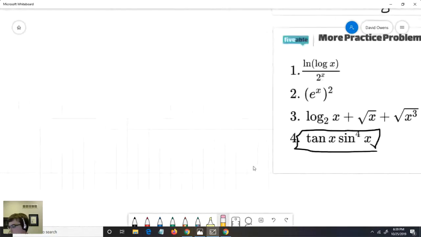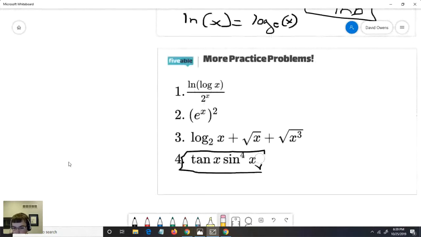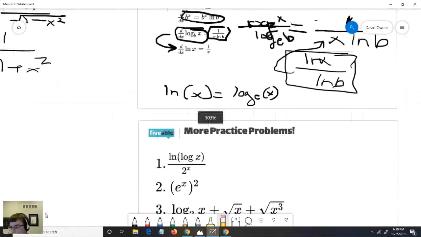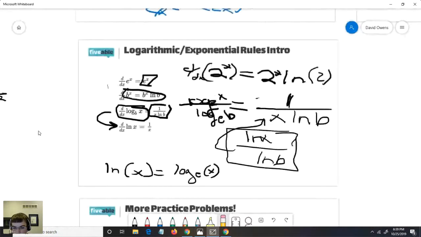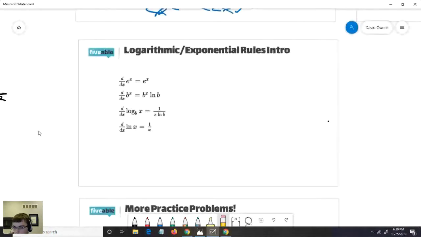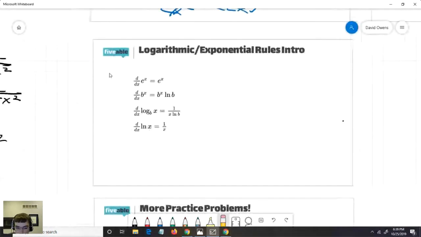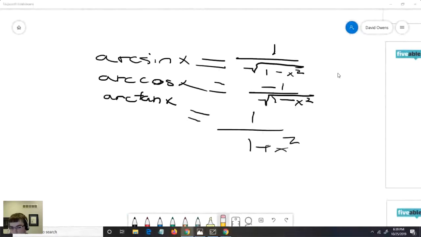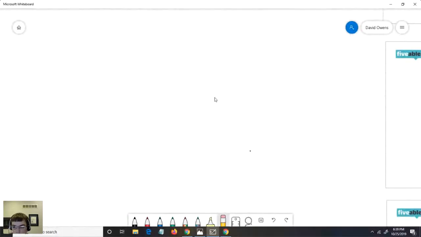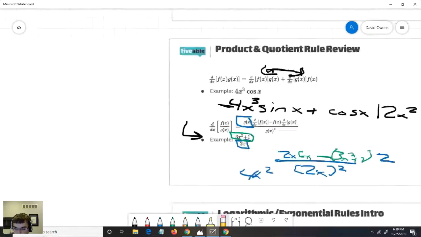Otherwise, we can just keep doing some more that I'll come up with on the spot, since those are all the ones I have prepared. All right, I don't see anything coming in. That's okay. Just a second while I finish clearing all of these off.